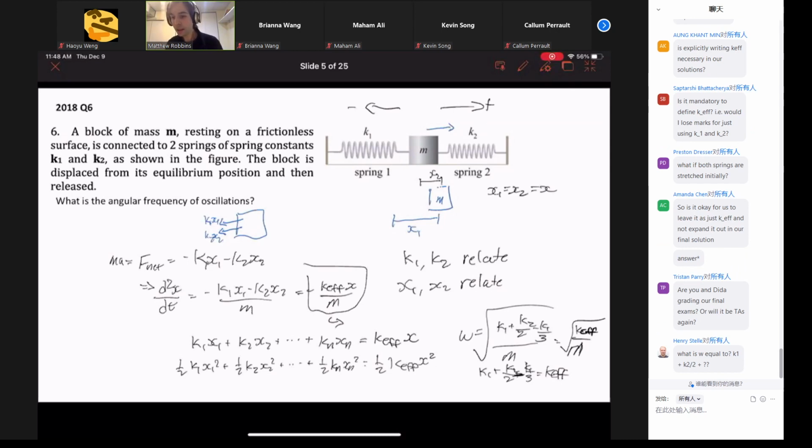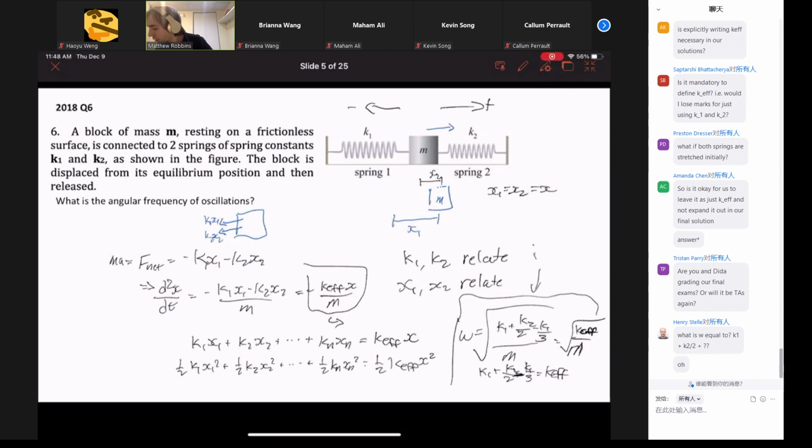Why is W equal? Hold on, wait. Oh, omega. What I wrote down here was just an illustrative example. Sorry for the confusion about that.